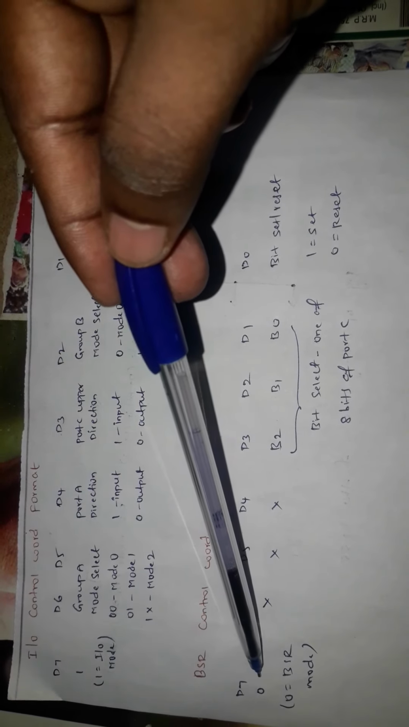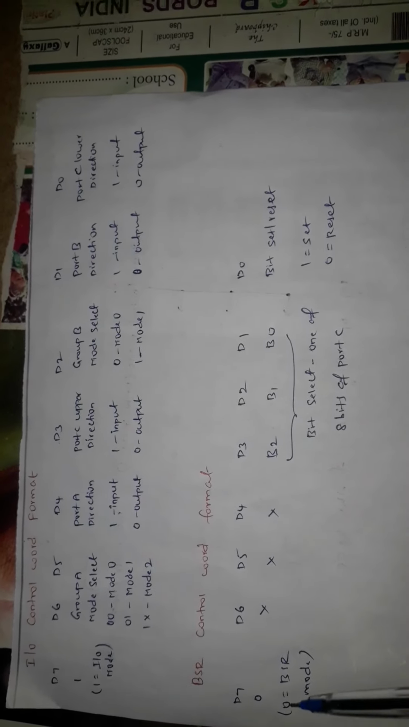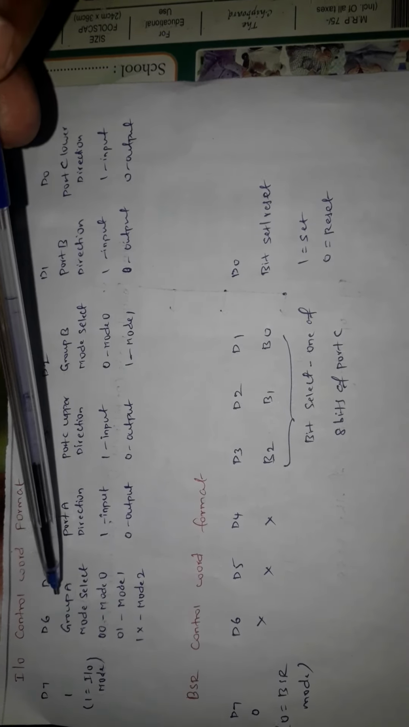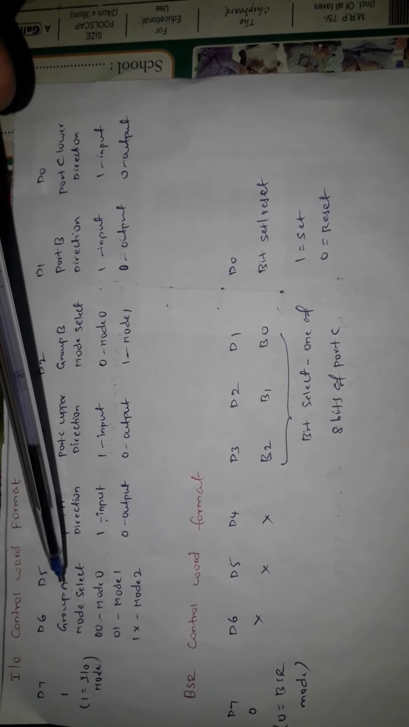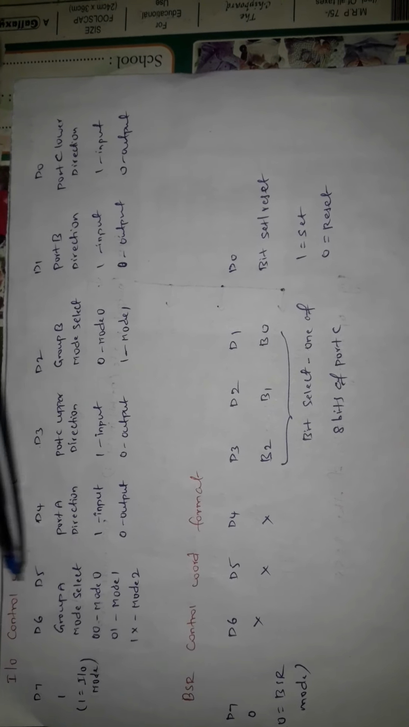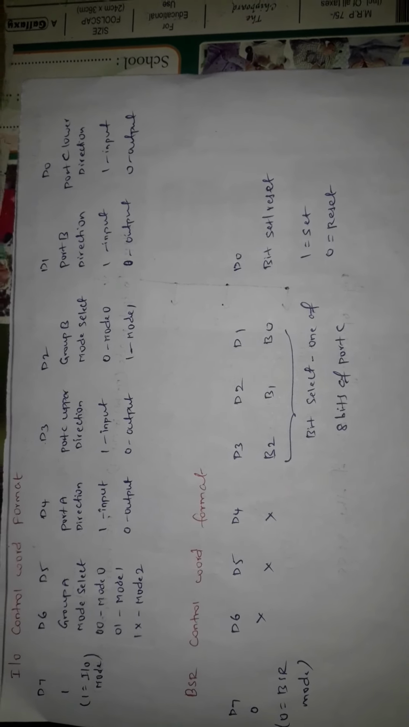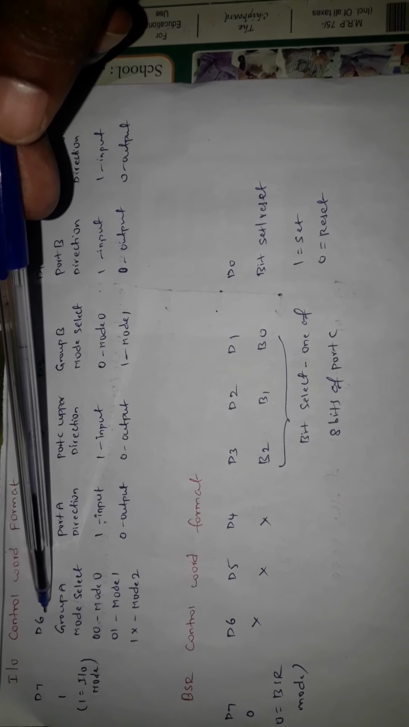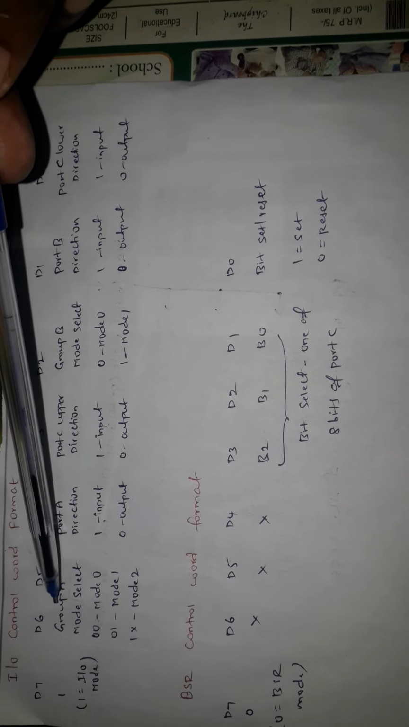If the D7 bit is 1, the 8255 operates in IO mode. If the D7 bit is 0, then the 8255 operates in BSR mode. And in IO mode, the D6 and D5 bits are used to select group A. In group A, we have both port A and port C upper. So port A and port C upper get selected by using the D6 and D5 pins.